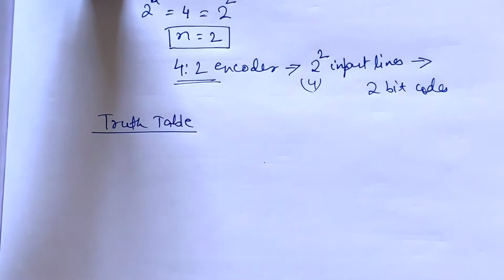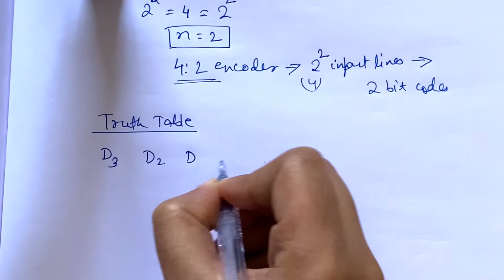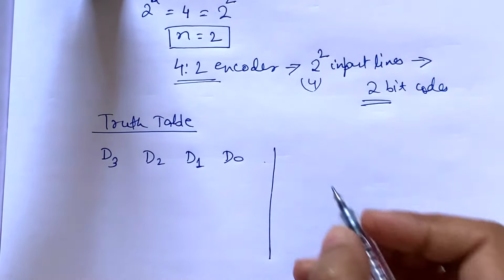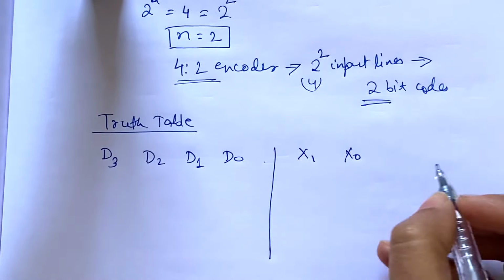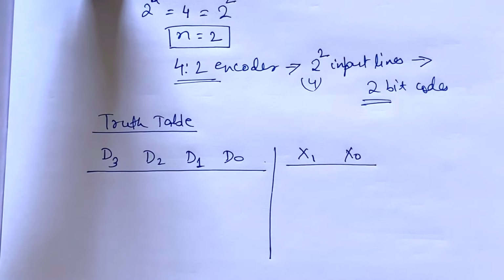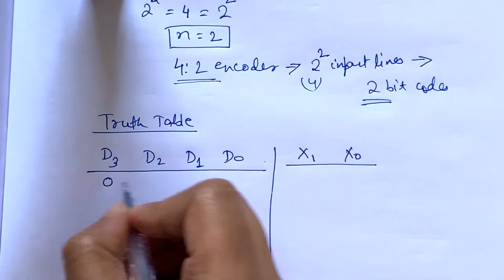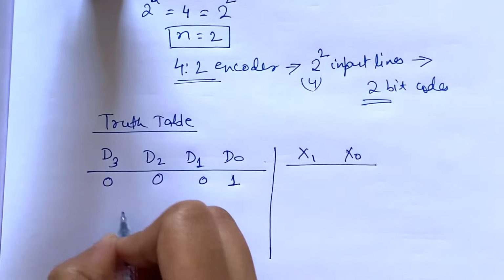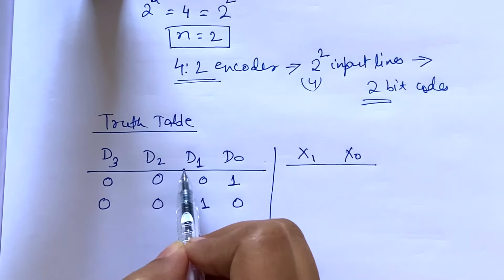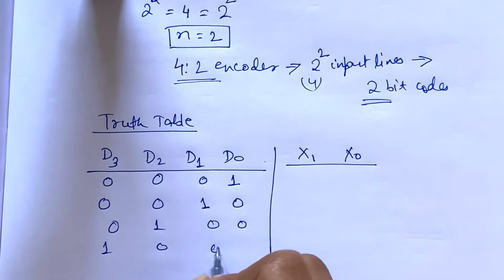So here we have 4 input lines, so we will put 4 input lines as d0 to d3 and 2 bit output lines. Okay, so let's say x1 and x0 are output lines. So this one is input and this one is output lines. So here we have 2 to the power 2 means 4 combinations. Okay, so 0 0 0 1, at a time only one will be on, either d0, d1, d2 or d3. Okay, and rest all will be 0.